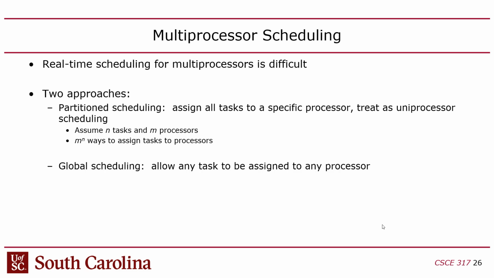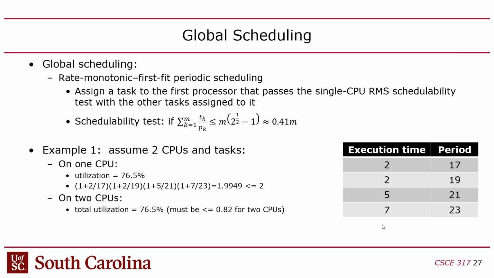Another way is global scheduling, which is more like how multi-cores work in a general purpose sense, like in Linux, where you assign tasks based on whatever core is available. Any task could run on any core, right? That's usually what you think of when you say multi-core processor. Any task should be able to run on any core. But global scheduling is the hard one.